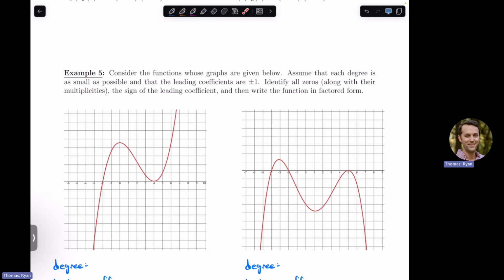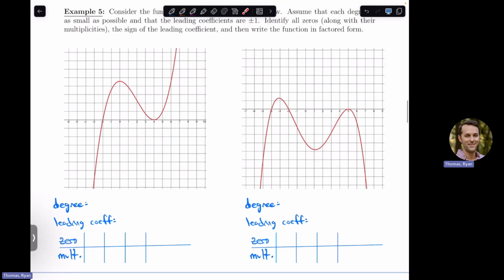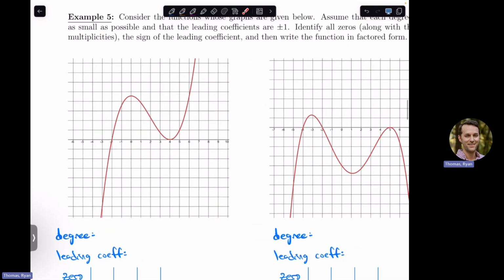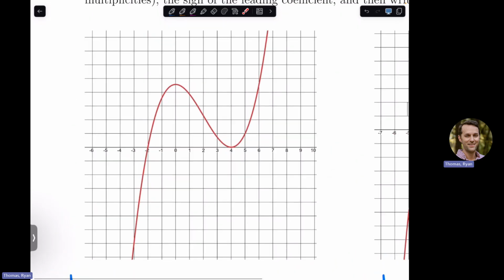We want to identify the zeros, meaning x-intercepts, along with their multiplicities, the sign of the leading coefficient, and then write the function in factored form. As part of that, I'm going to write down the degree also. So here's this graph. Again, we're assuming that what you see is what you get here, that everything that happens here is what it appears to be. What can we say about it? Just right off the bat, what do you got?